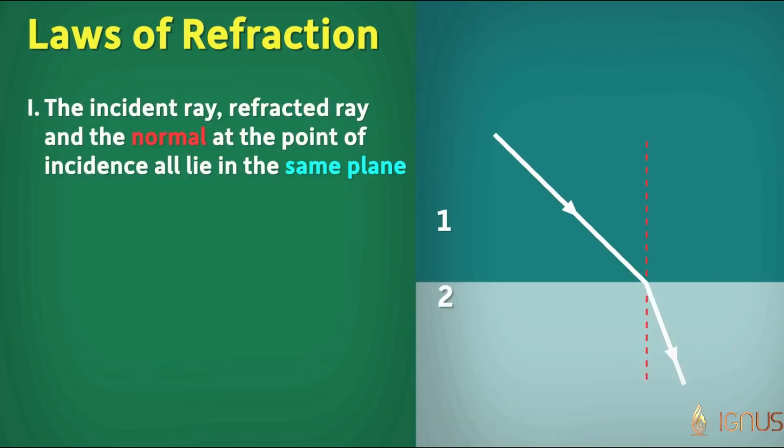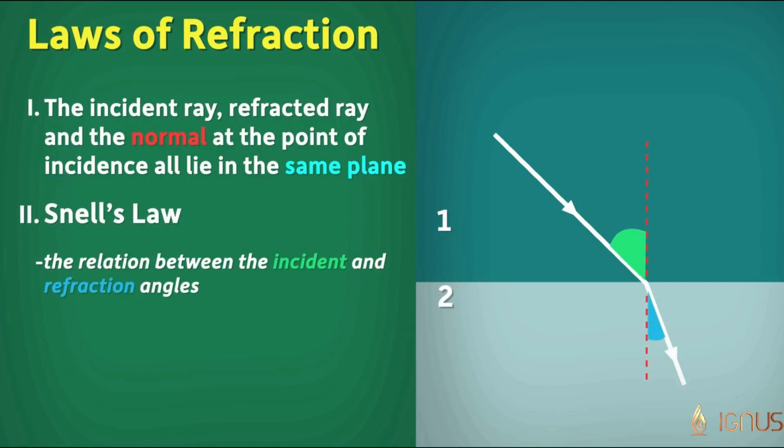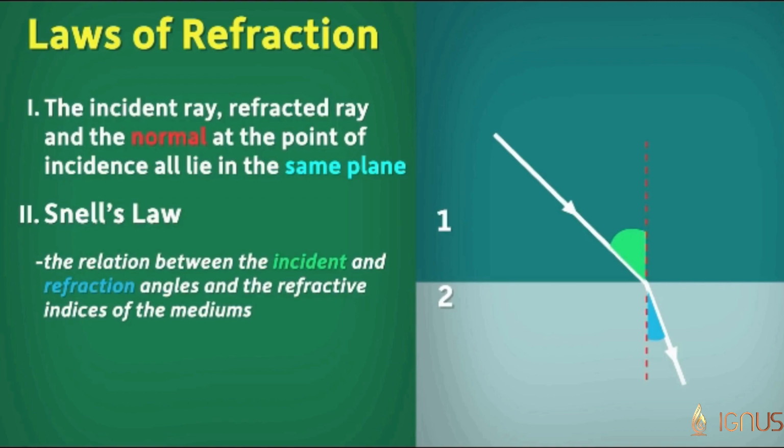What about the second law? The second law is also called Snell's law of refraction. Snell's law gives us the relation between incident and refraction angles and the refractive indexes of the mediums. What is the refractive index of a medium? It is the extent to which a refractive medium increases or decreases the speed of light.